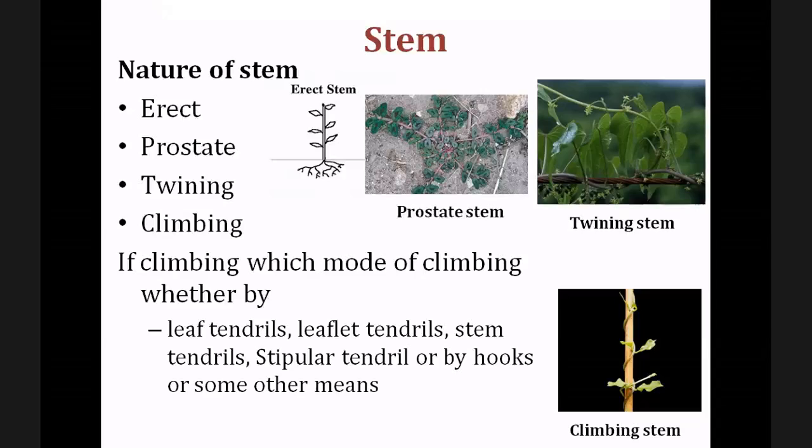If it is climbing, there are some modes of climbing. They may be leaf tendrils, leaflet tendrils, stem tendrils, stipular tendrils, or hooks. Leaf tendrils mean in some plants the leaf is modified as a tendril.